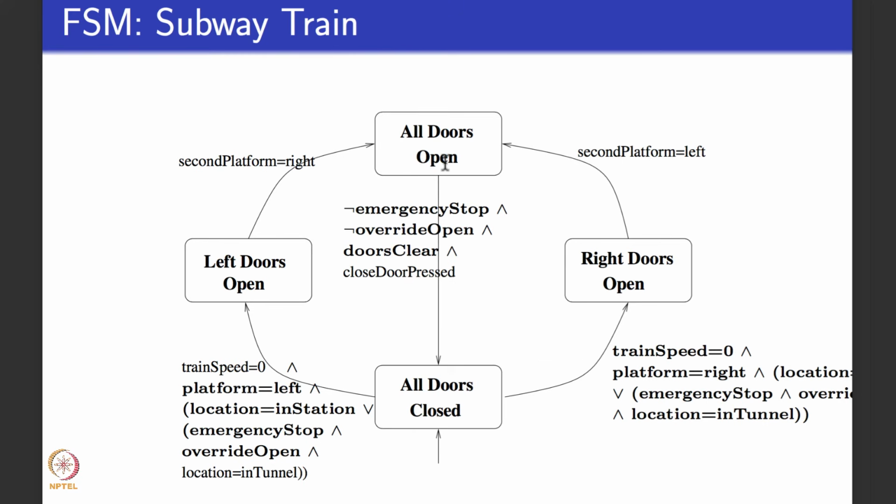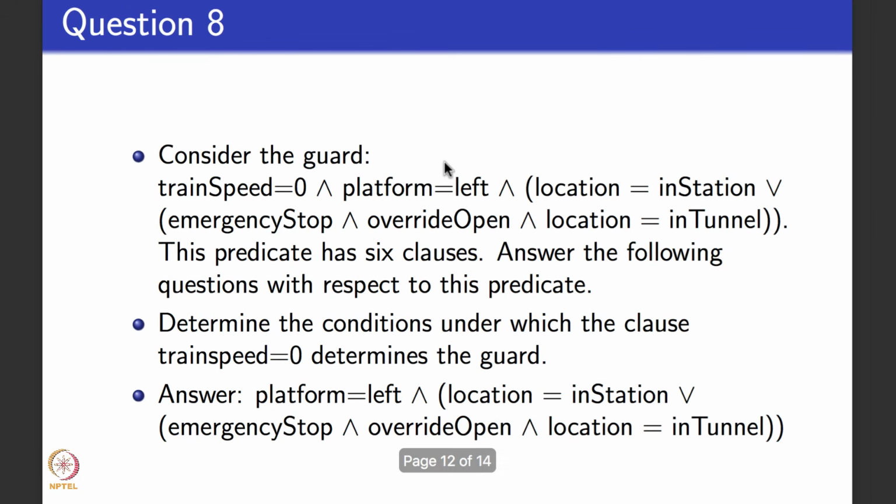So from the point of view of testing, it should be flagged as a potential error or vulnerability back to the designer. So the next question was about clauses in a predicate determining the predicate. So we started with one guard, which is the guard that takes you from all doors closed to left doors open, which was this guard.